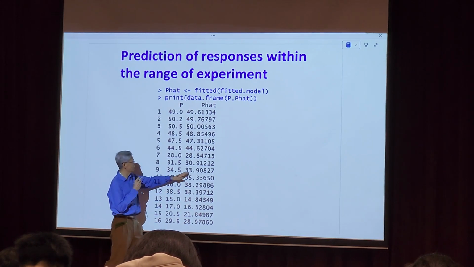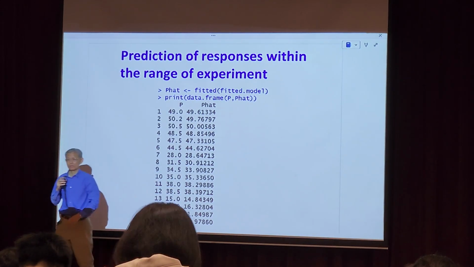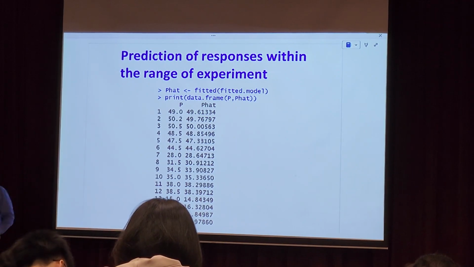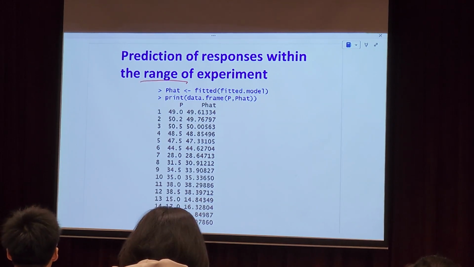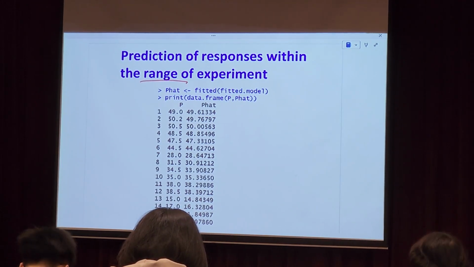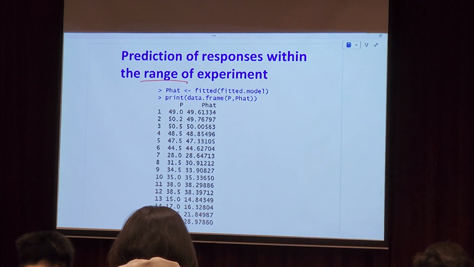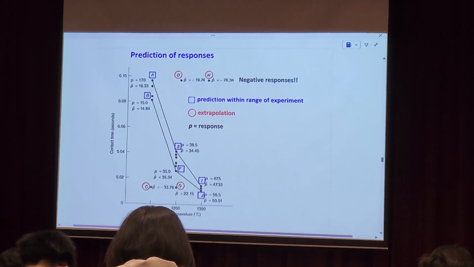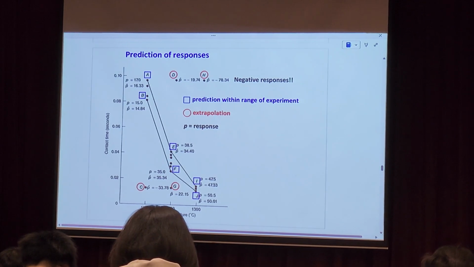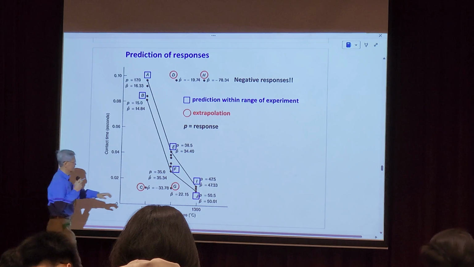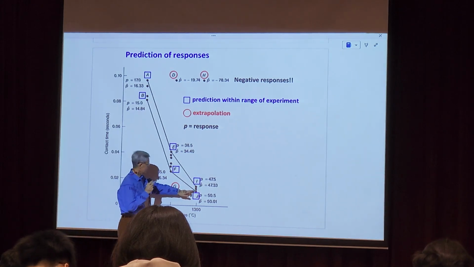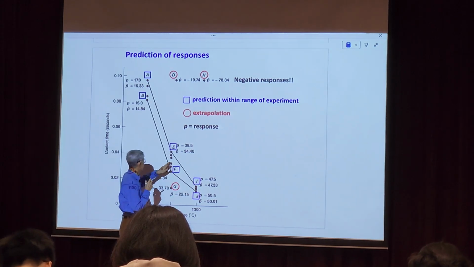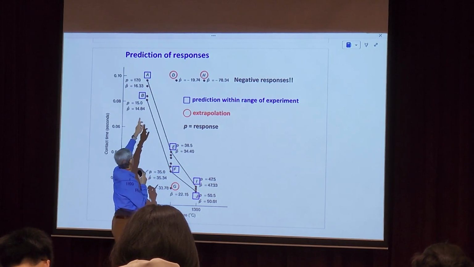Very close. It looks good. So it shows that if you do prediction within the range of experiments, it's fine. This model is good. But now let's look at this. Here are the data: 1, 2, 3, 4, 5, 6, 7, 8, 9, 10, 11, 12, 13.